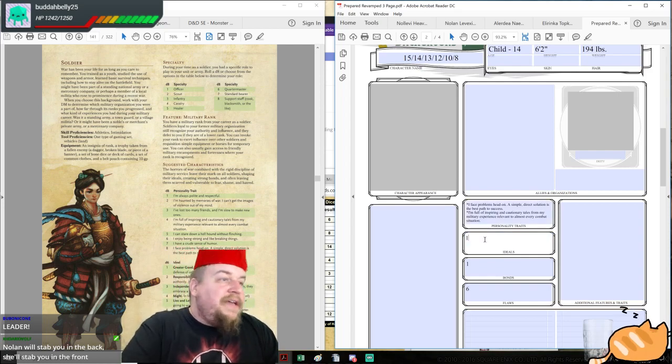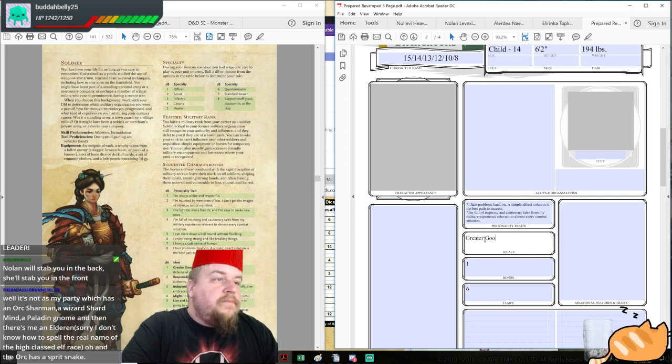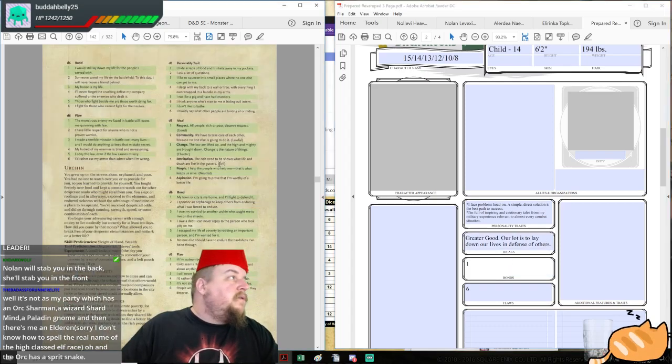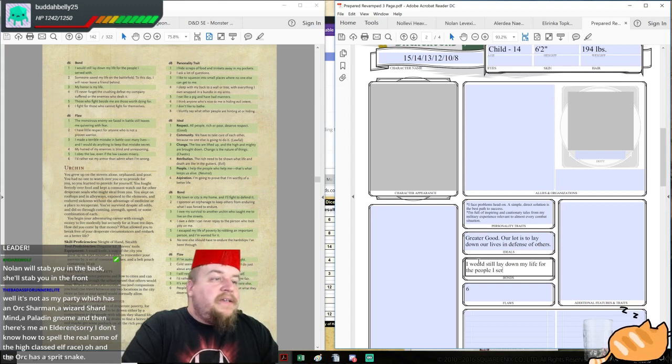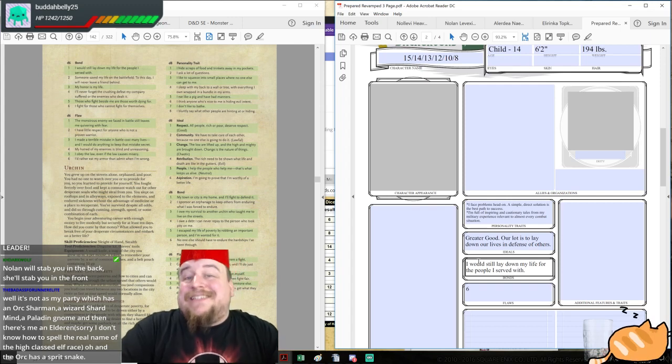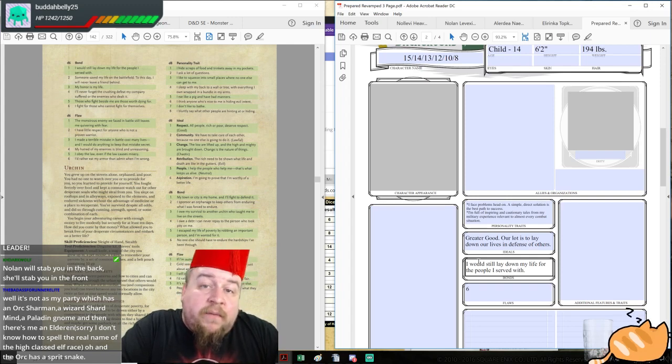All right, her ideal is number 1, the greater good: our lot is to lay down our lives in defense of others. Our bond is number 1: I would still lay down my life for the people I served with. So she has left a detachment at some point in time, or the detachment left her. She was separated from them by circumstance or death, or something else had occurred. She received orders from higher on up.